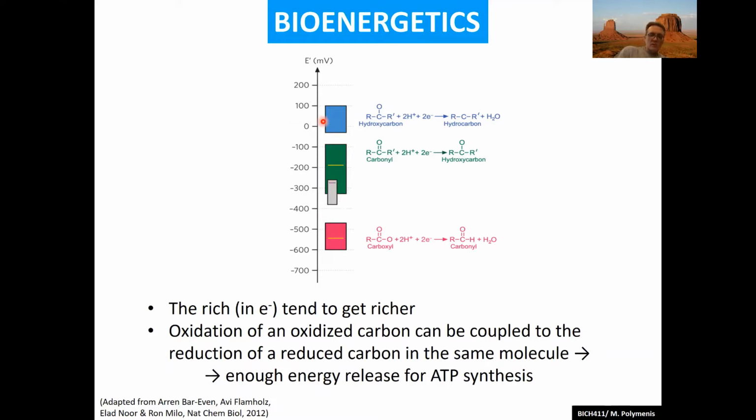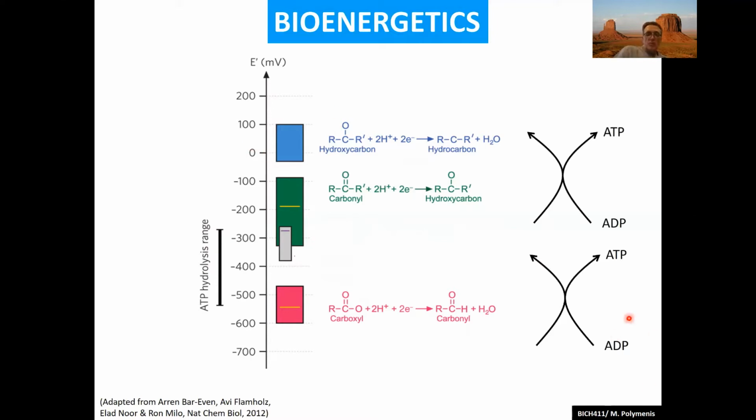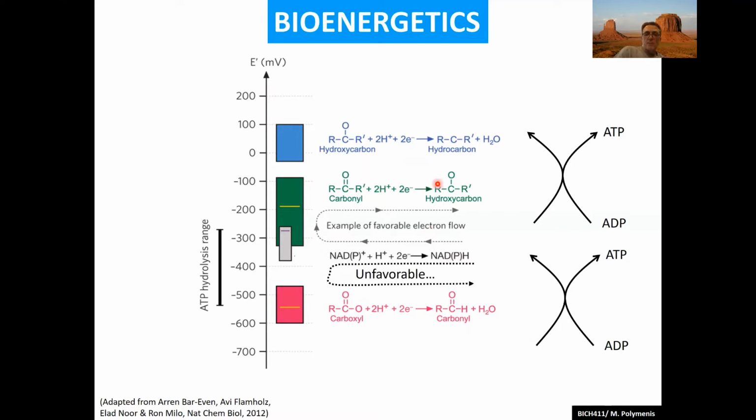So that's the point. And that's the point I was making earlier, that the spacing between these oxidation states of carbon gives you just about enough energy to make 1 ATP molecule. You can go in reverse if you spend 1 ATP for each step. And again, that's a favorable flow. The rich get richer. The unfavorable, you have to couple it to ATP.